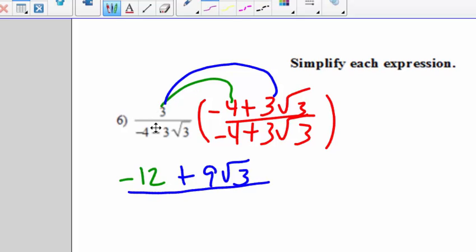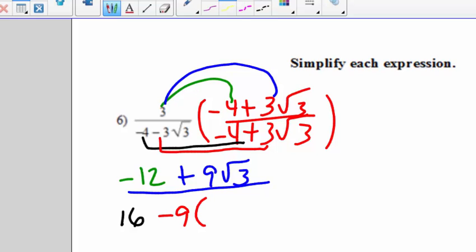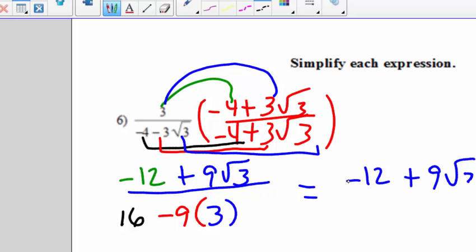On the bottom, we're going to do negative 4 times negative 4, which gives me positive 16. Then negative 3 times positive 3 gives me a negative 9. And then the only tricky part, remember: square root 3 times square root 3 is just 3, right? So now I have negative 12 plus 9 root 3, all divided by 16 minus 27.